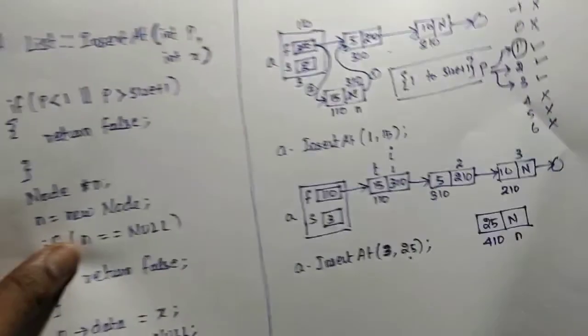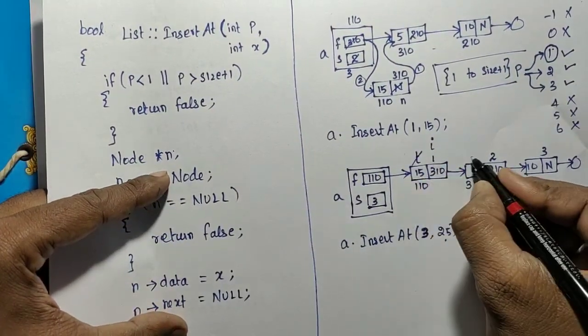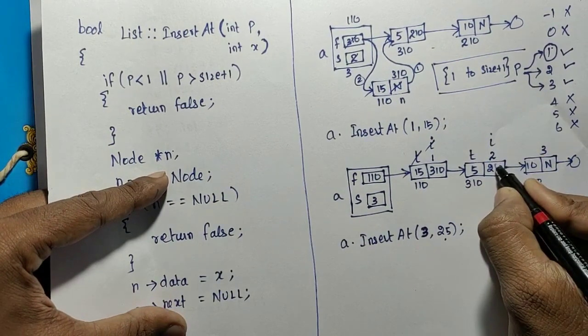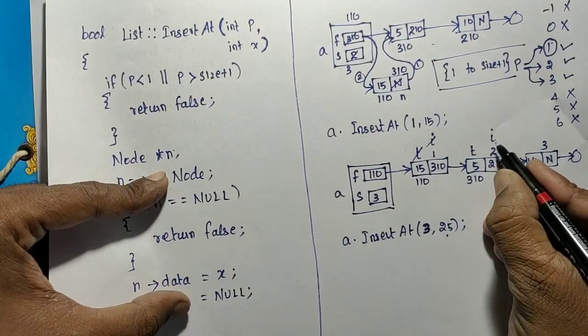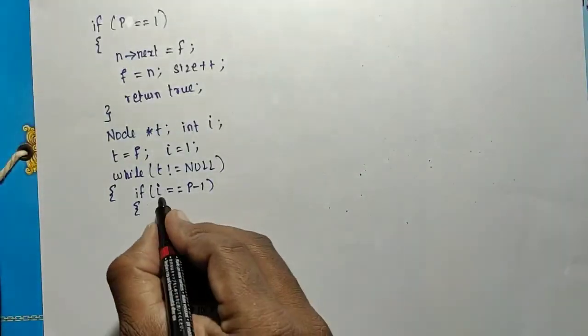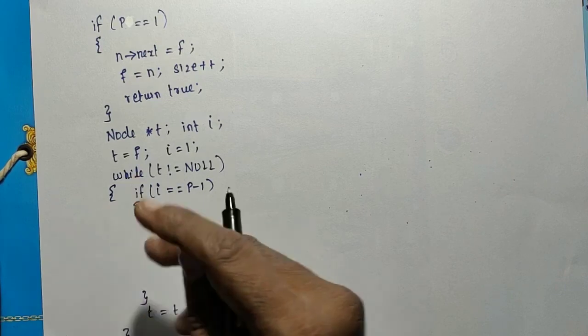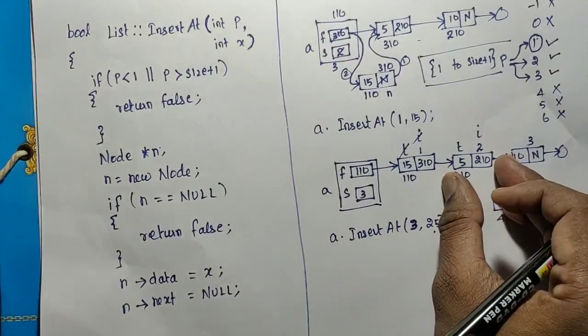T gets incremented. So this is not that node which we are searching. So T will be moved to here and I also will be moved here. So I will be pointing to 2 by the time. The second iteration, I equal to 2. So 2 equal to 2. P is 3, 3 minus 1 means 2. So that we are getting. So we got the node.